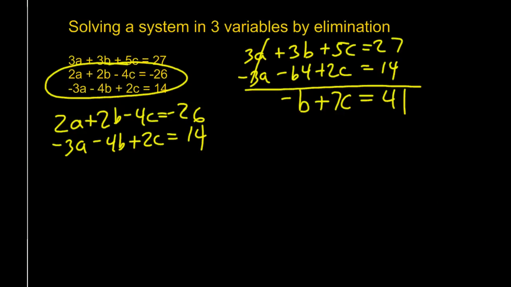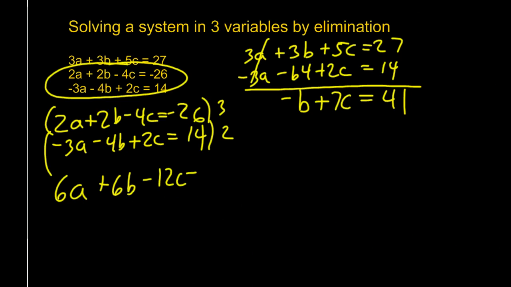So we go through the process of eliminating a from this system of equations. 6a plus 6b minus 12c equals negative 78. We're going to get into some bigger numbers with these three variable systems. We have calculators, bigger numbers should not be an issue. I multiply the bottom equation by 2.